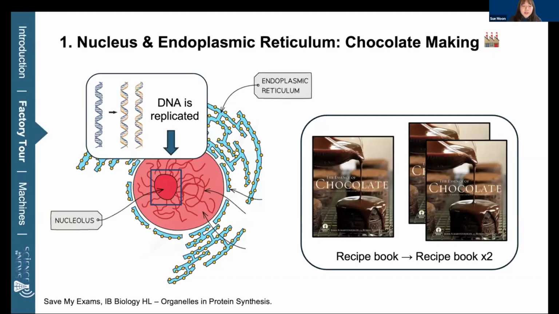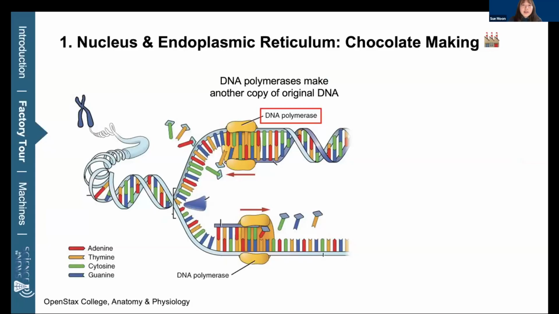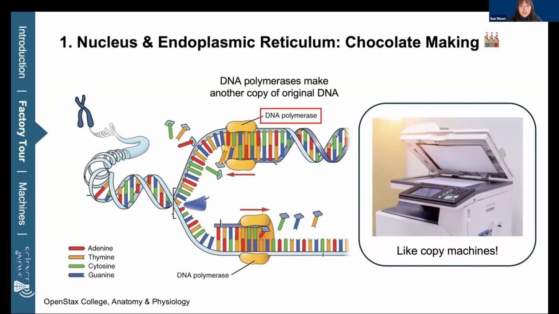To preserve this recipe book, the chocolate factory has to make multiple copies of the recipe book. And this is similar to why our body replicates DNA. And this picture is a closer look of what happens during DNA replication. An enzyme called DNA polymerase acts as a glue to add new DNA building blocks based on the original sequence. And the DNA polymerase also ensures that the newly made DNA strand is the exact same copy of the original sequence. So you can think of DNA polymerase as a copy machine that photocopies the recipe book.